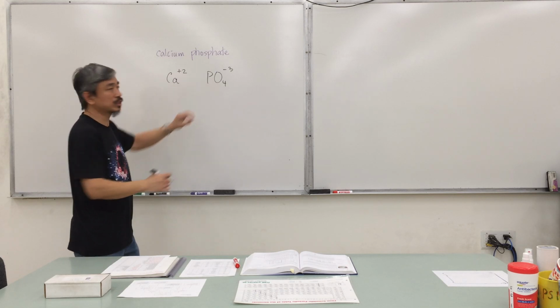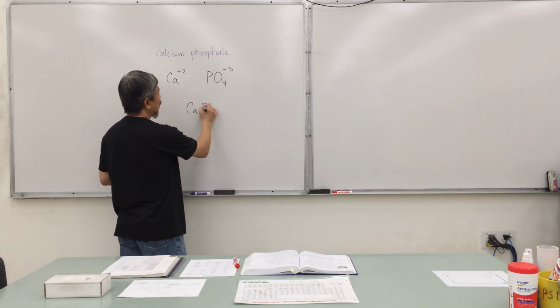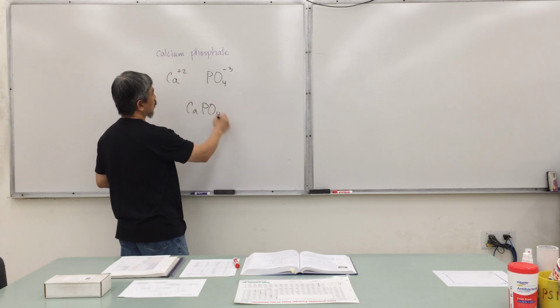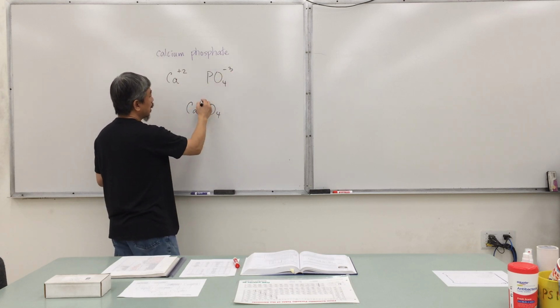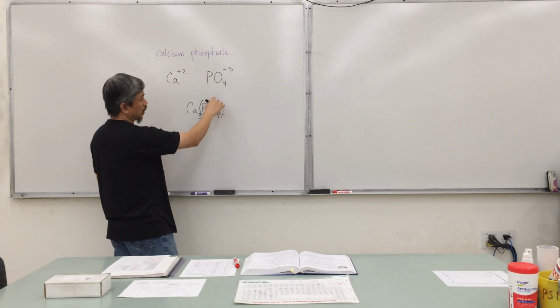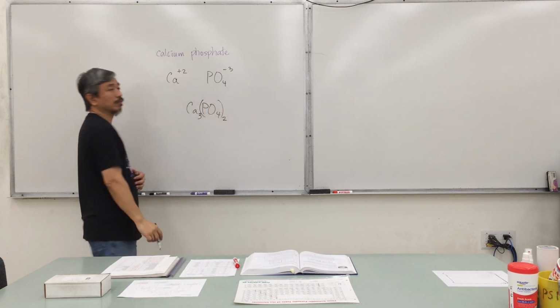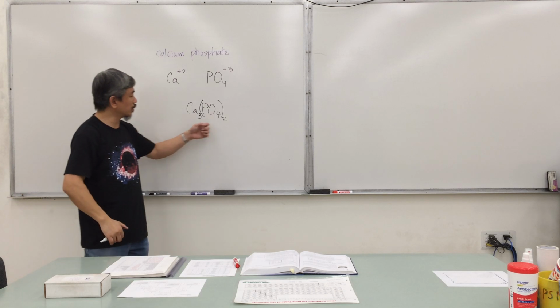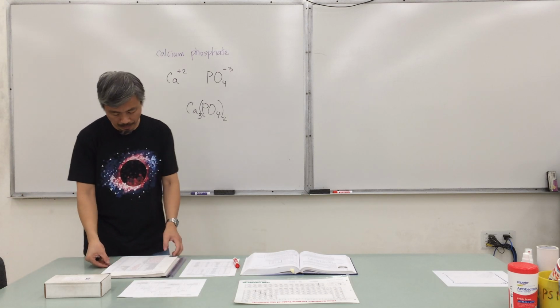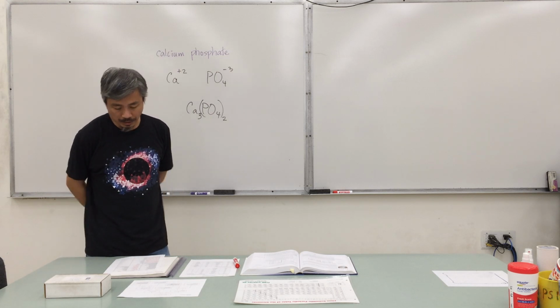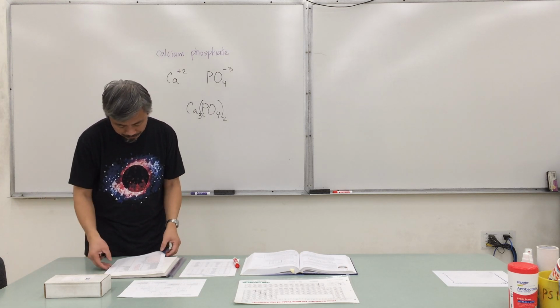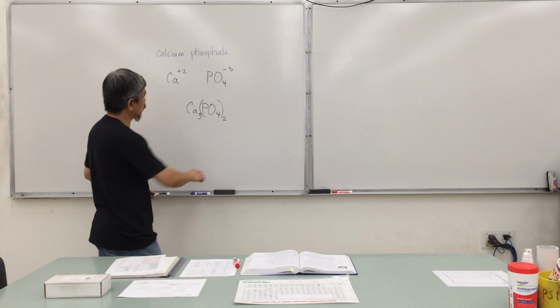Once you have them, you combine them. Metal first, non-metal second. So CaPO4, and then crossing over. So the 3 now comes down here for the calcium. Now when the 2 comes down, make sure you put the phosphate in parentheses, and then put the 2 over there. So this is now your calcium phosphate, the polyatomic type of ionic compound. All right, so that one wasn't too bad.